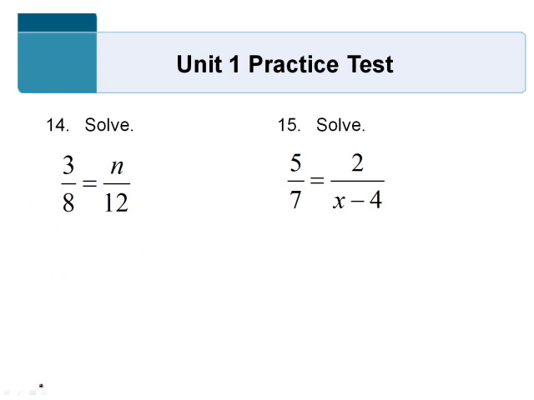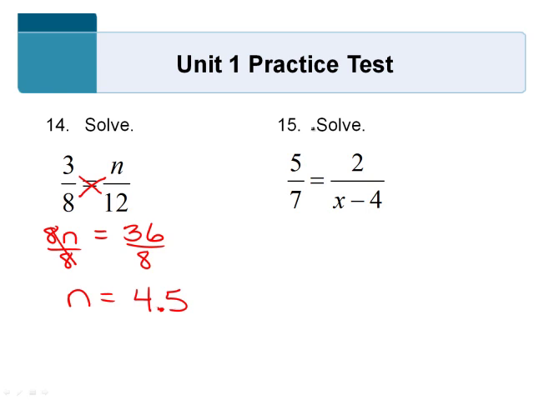Number 14 and 15, these are proportions. Okay? So the way you solve proportions is to cross multiply. So on this first one, I'm going to have 8 times n, that's 8n, equals 3 times 12 on the other side, which is going to be 36. Okay? And now you have to divide by 8 on both sides. And so the 8's cancel, and n equals, I think it's 4.5. Yes, it is. 4.5. So you can just leave it as a decimal there.